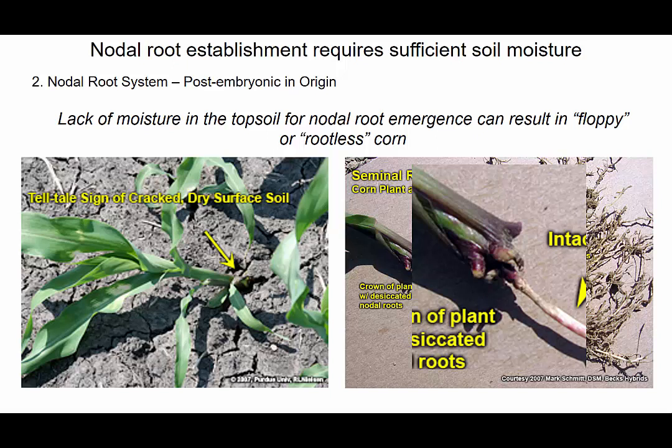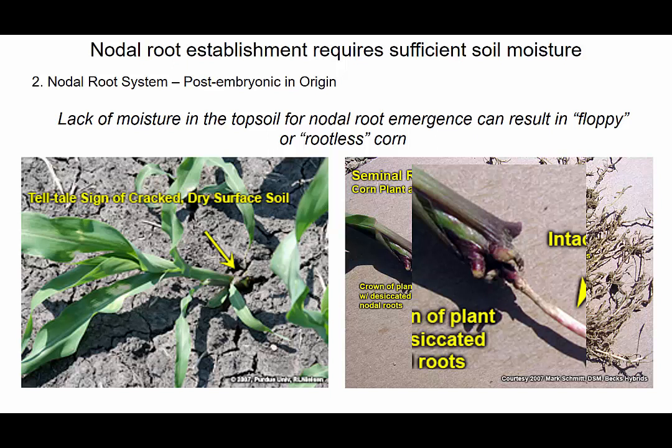So this is, again, a lack of moisture. If you plant too shallow, a lot of times this is what happens. And without those nodal root systems, the plant won't stay upright, it won't establish, and your plant will fall over. So this is one of the earliest stresses that can really dramatically affect the nodal root system establishment within the soil.